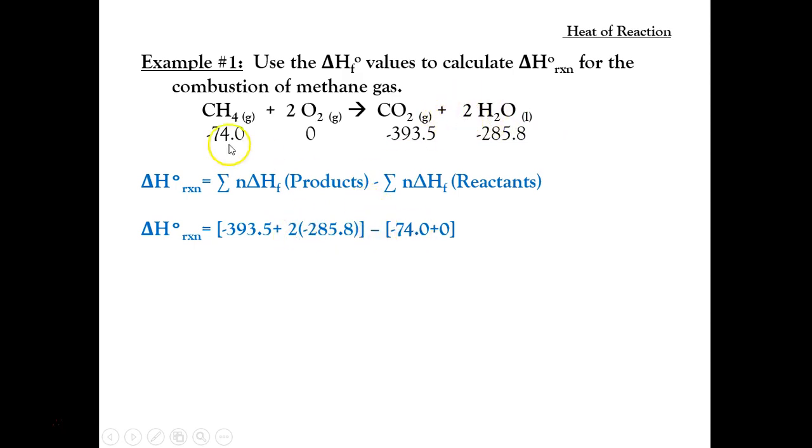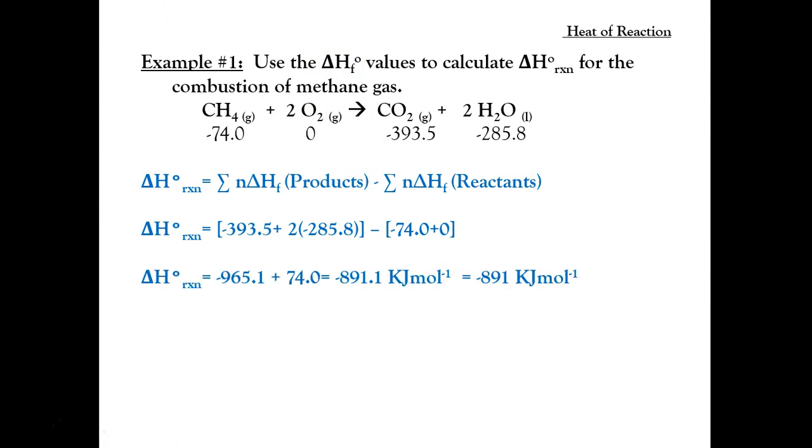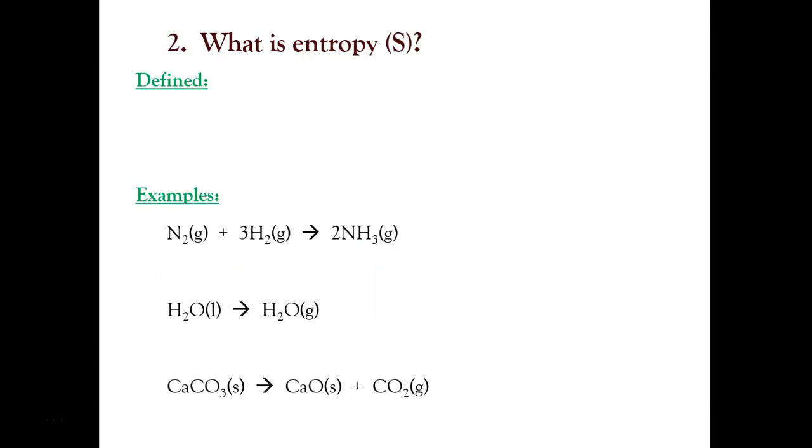And then I have to subtract the reactants. Methane is negative 74, and again, there's just 1. Now, oxygen is 0. If that was a real number, 0 is a real number, but you know what I mean. If it was a number that was non-zero, I would have to multiply it by 2, but I didn't bother here because 0 times 2, you know, it's 0. Okay, so then when I calculate this out, I get negative 891.1 kilojoules per mole. So this is an exothermic reaction, which makes sense because it's combustion.